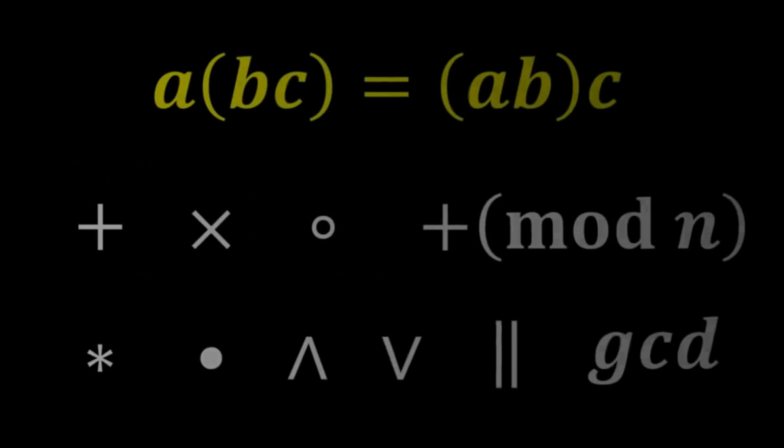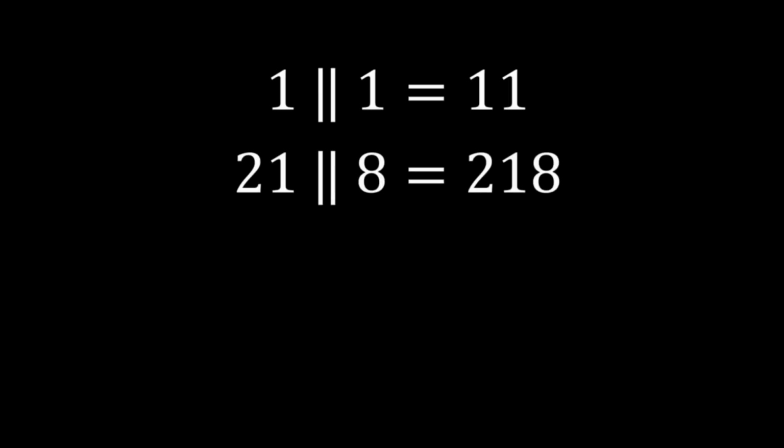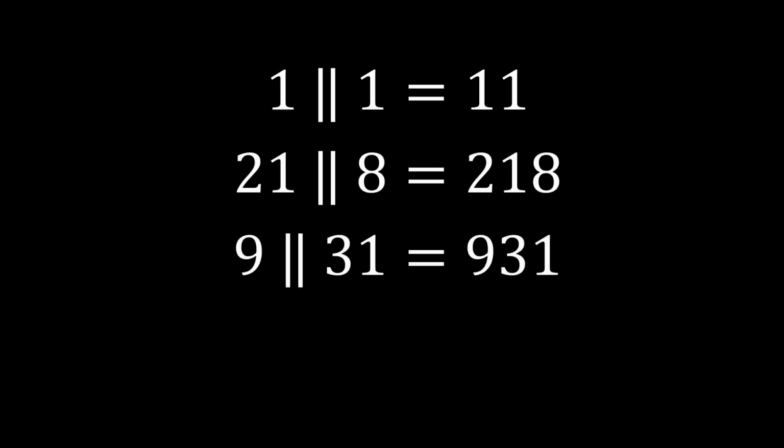Addition and multiplication are familiar operations that are both associative and commutative. Let's look at a less familiar operation that is associative but is not commutative. See if you can guess how it works based on these examples. The name of this operation is concatenation, and it is performed by linking the inputs together in a sequence.